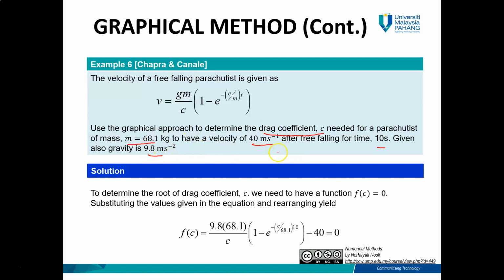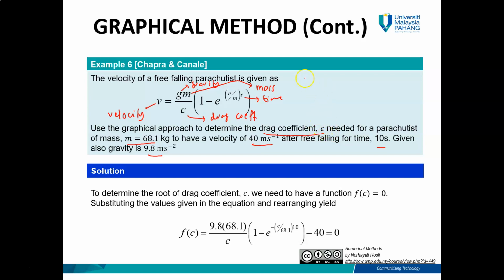What does it mean by all these terms? If you see here in this equation, the velocity of a free falling parachutist is given by this one, means that this v represents velocity. And then here we have g, so this one is gravity, and this m is mass. And then this c represents drag coefficient, and also we have here time. In this case, the question asks you to use graphical approach to determine the drag coefficient needed. Means that you need to find c.